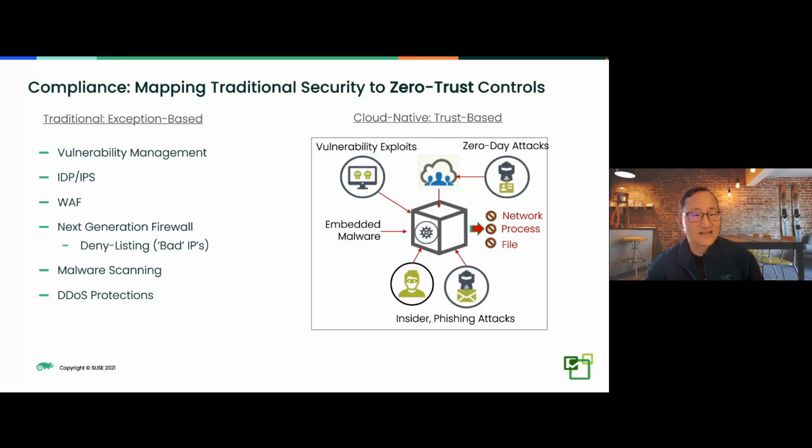Now, that's not to say that traditional controls on the left are not important or useful. They are very useful, and in security, you want to have as many ways as you can to detect and prevent attacks. So a layered security strategy is always a good idea. And in fact, for compliance, some regulations haven't caught up with cloud native technologies and security. So they still require things like WAFs and next generation firewalls to block or deny list IP addresses, and malware scanning, even though those attacks can be detected and blocked when you move to a zero trust architecture.